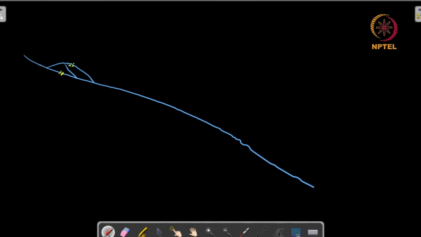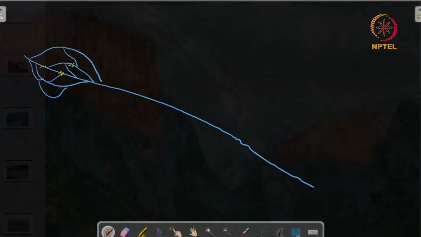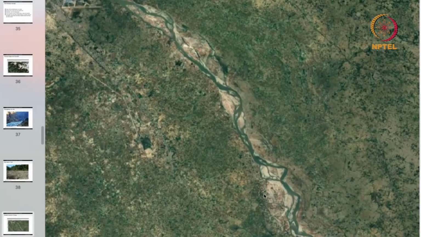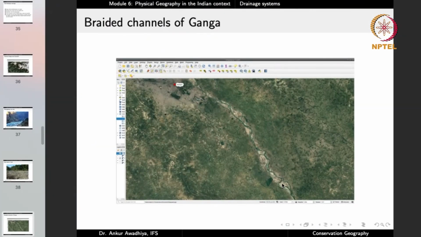Then probably it deposits some amount of sediments here. Now in this case the river will again change course, and it will go like this. So we get these patterns where the river is highly braided. So it will look like this. This is known as a braided pattern, and it is very commonly observed in the Himalayan drainage system.